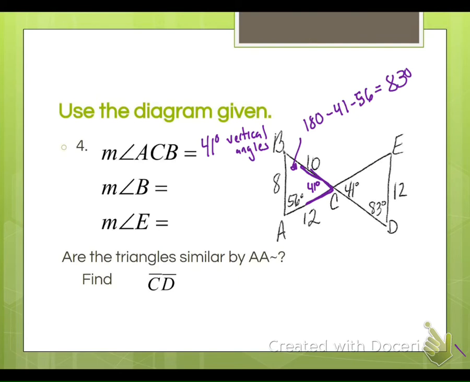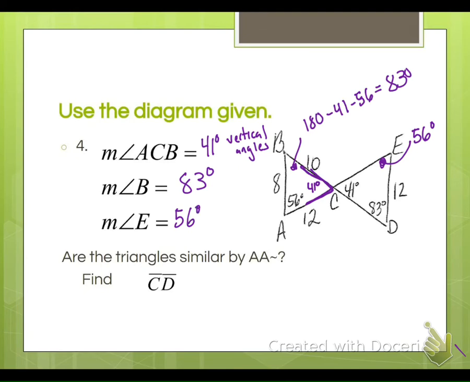So we know it's 83 degrees. Now we have two congruent angles in there. So that means angle E has to match angle A. You could do the math, but we know it's going to be 56. So if we're looking at this, angle B is going to be 83 degrees, and angle E is going to be 56 degrees.